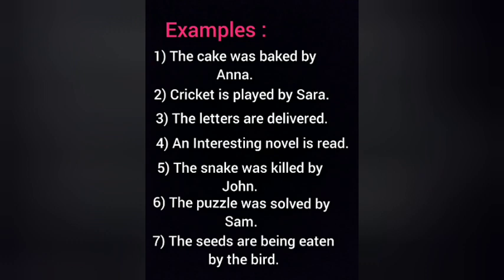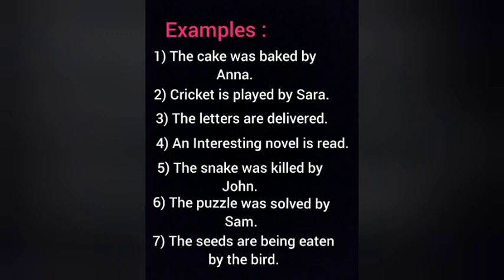Let's see the first one. The cake was baked by Anna. In the active voice it was Anna baked the cake. Anna was the subject in active voice, but now it's an object, and the cake was the object in active voice, but here it is the subject. I hope you are getting it. Both the subject and object are replaced and "by" is added. This is how we convert into passive voice.